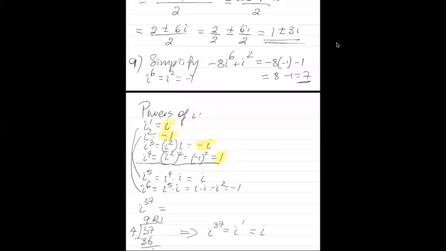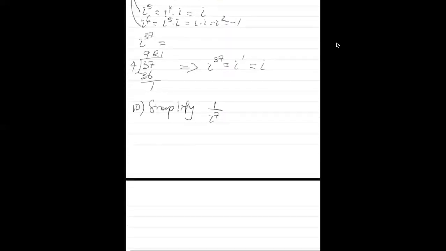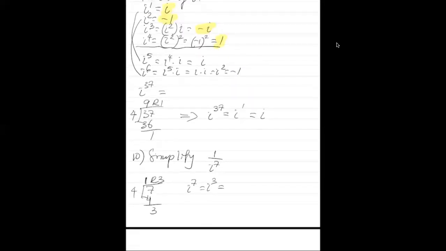All right, we are at number 10 right now. Simplify the expression 1 over i to the 7th. All right, so i to the 7th, if you divide 7 by 4, the remainder is 3. So that means i to the 7 is the same as i to the 3rd, which we know is negative i. So we have 1 over negative i.